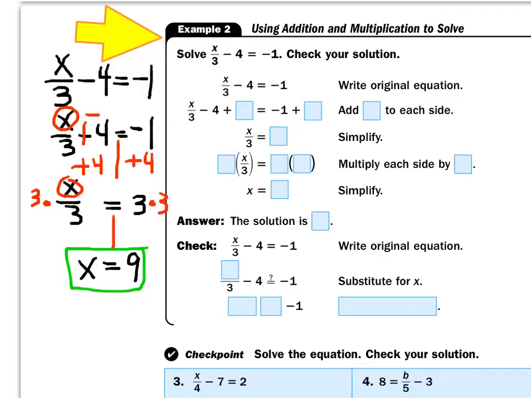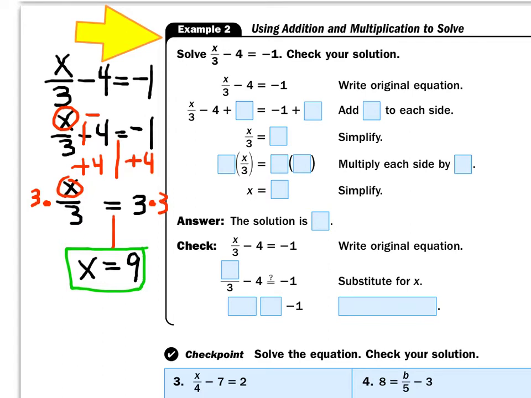Okay, let's look at example 2 using addition and multiplication. Okay, I wrote the equation exactly like they gave it to me. X over 3 minus 4 equals negative 1. Alright, I'm going to circle my variable with my red pen and put the wall under the equal sign. Notice where we saw subtraction, I'm going to add a line and change the sign. So now, looking at my circle, I see adding negative 4, and I have to destroy that negative 4. So I'm going to add 4 on both sides of the equal sign.